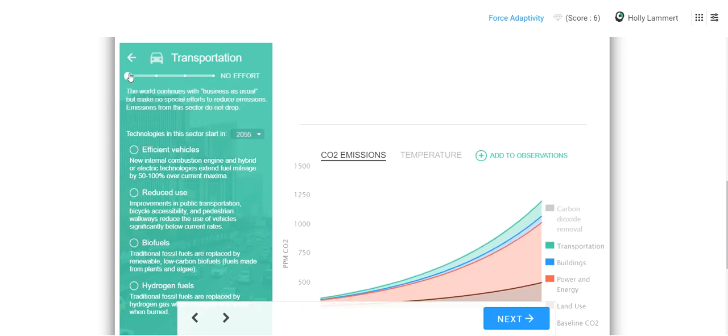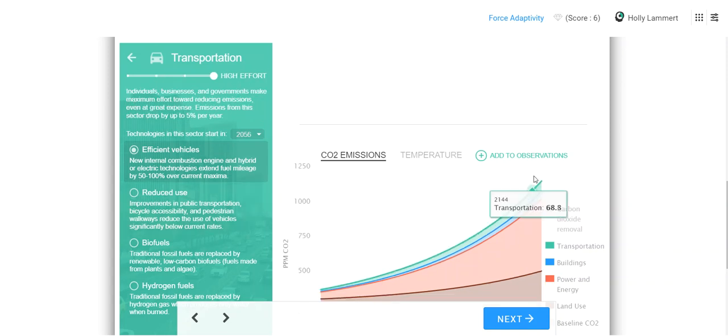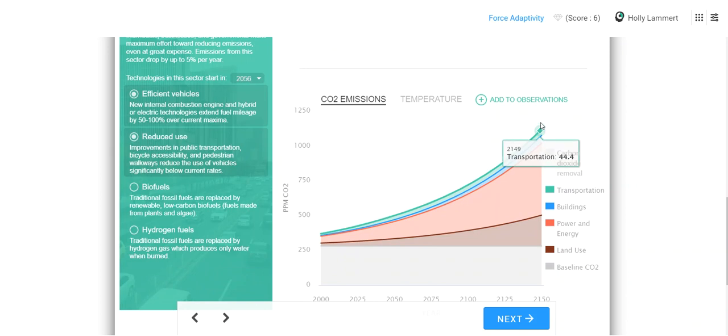So let's notice what happens. Let's go to our baseline. Make a note that transportation is 129.2. If we get more efficient vehicles, and we try really hard, that goes down to 72.7. So that seems like a good use. Reduced use, so if we all start biking instead, goes down even more.